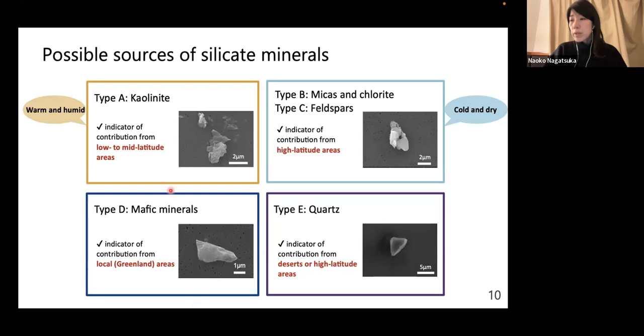First, type A is kaolinite, a clay mineral generally formed in warm and humid conditions, and can indicate a contribution from low or mid-latitude areas. On the other hand, types B and C consist of mica, chlorite, and feldspars. They formed in cold and dry conditions and can indicate a contribution from high-latitude areas. Also, type D indicates a local source, and type E indicates a contribution from high latitude or desert.